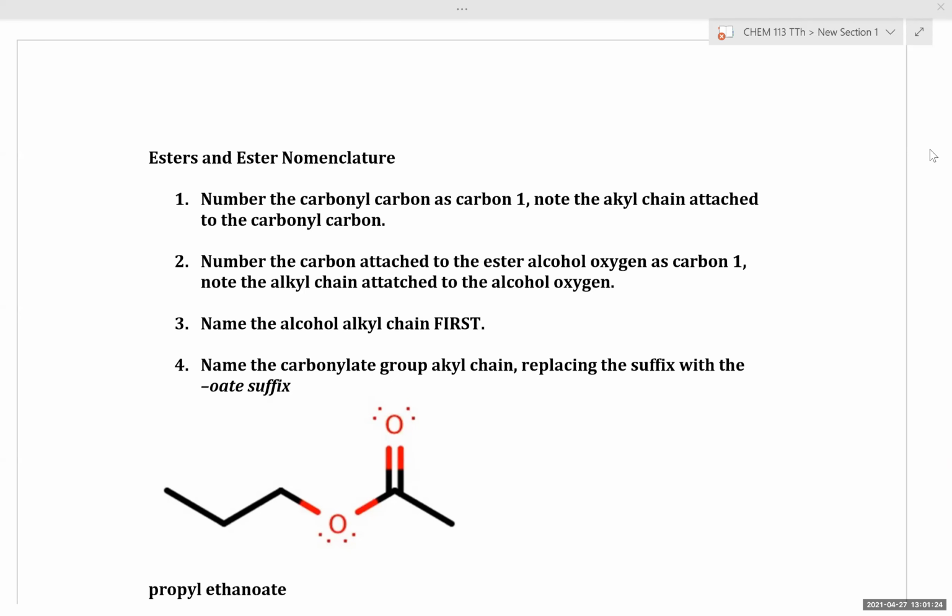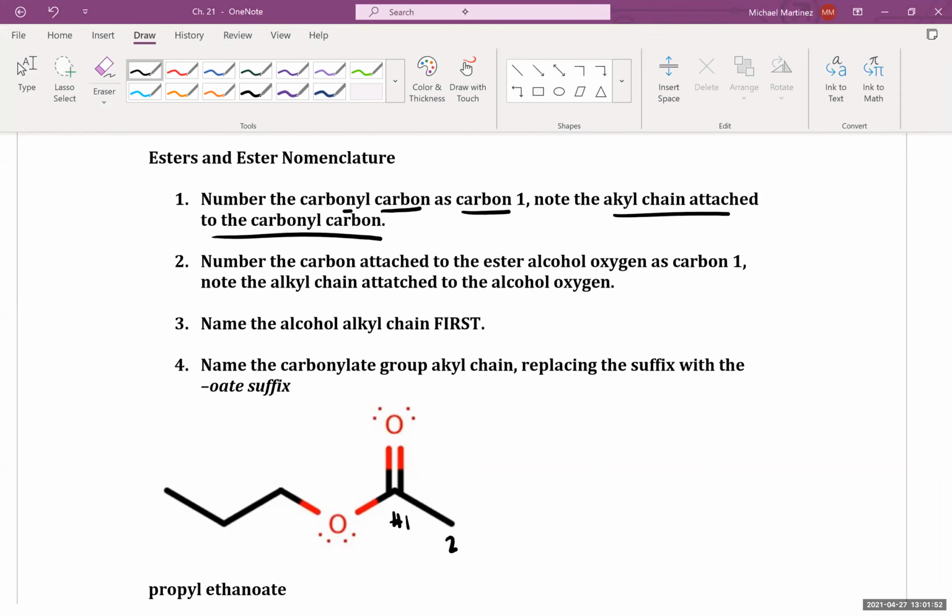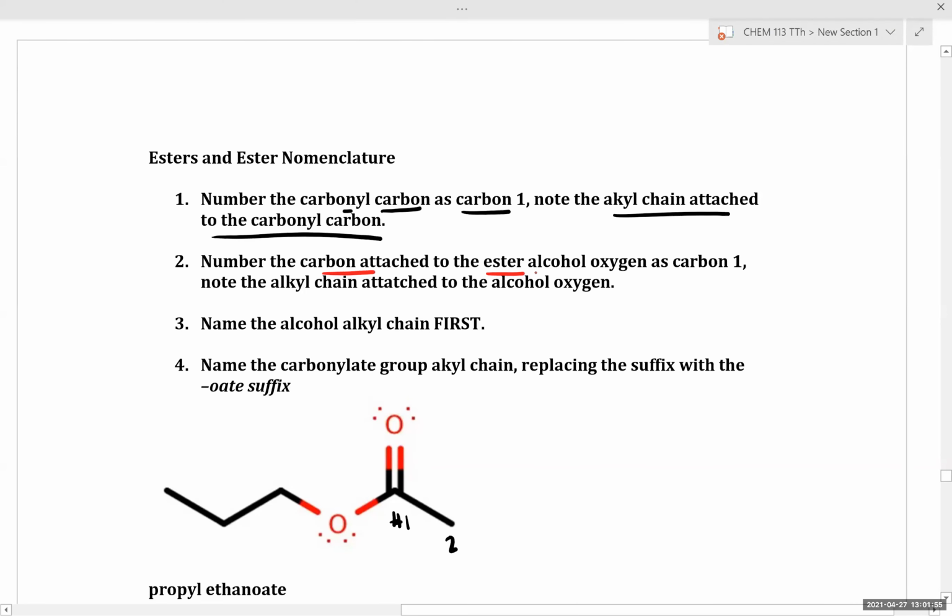So esters are derivatives of carboxylic acids, and they require a bit of a unique numbering system because you have both a carbonyl carbon and an alcohol carbon. First we number the carbonyl carbon as carbon number 1. Next, you note the alkyl chain attached to the carbonyl carbon. From here, we number the carbon attached to the ester alcohol oxygen as carbon 1. Then you note the alkyl chain attached to the alcohol oxygen.